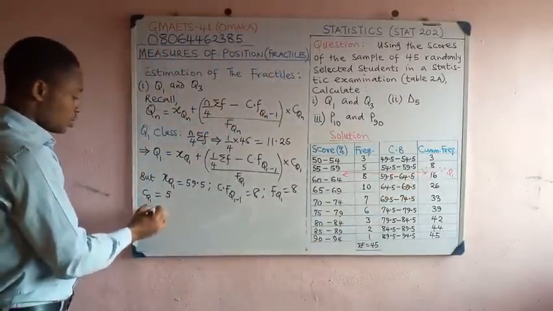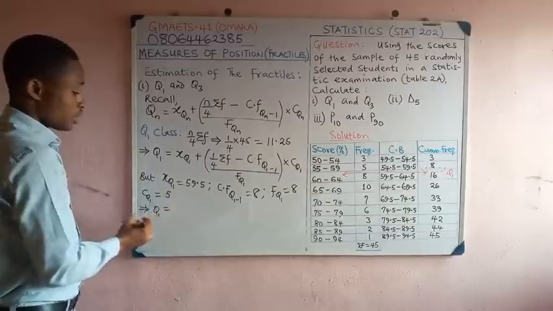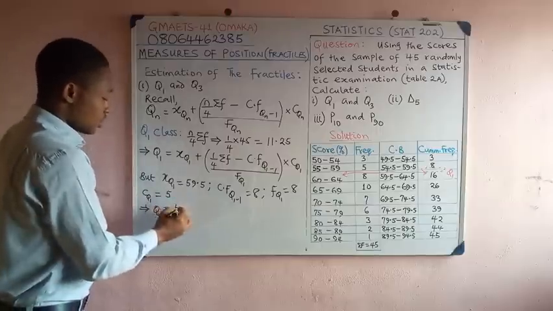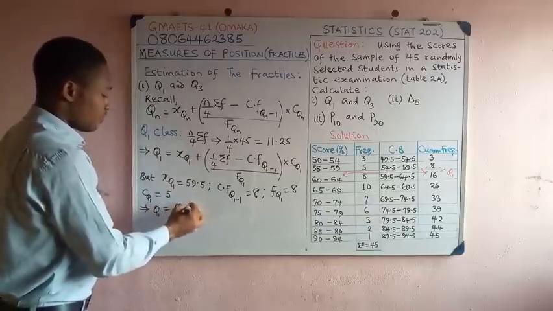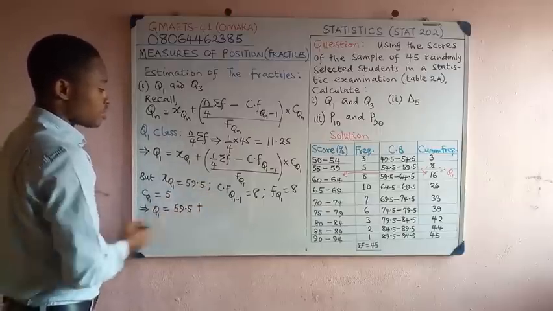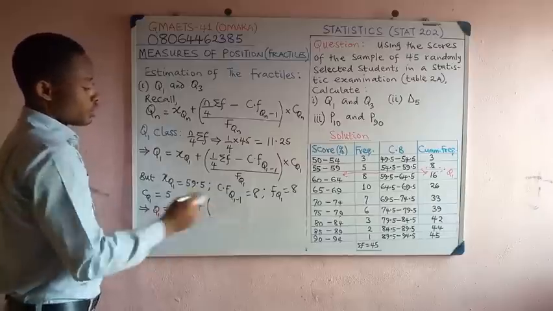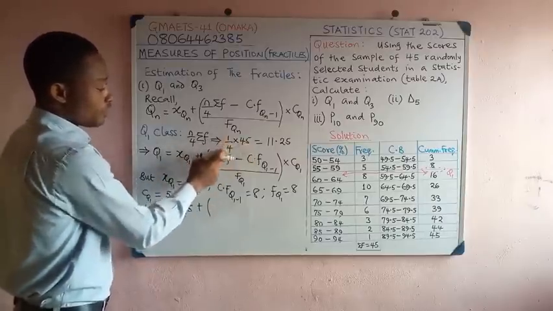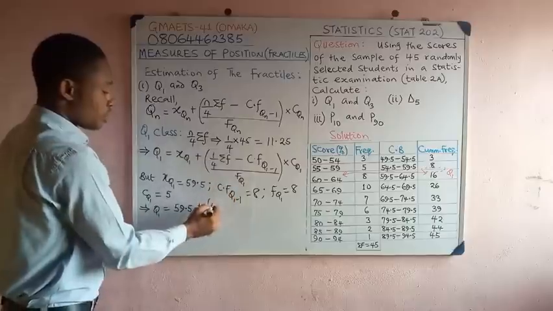Now let us substitute into the Q1 formula and see what we're going to get. In place of the lower class boundary of the first quartile class, we're going to put 59.5, because that's the lower class boundary, then plus open bracket. Did you recall that summation f divided by 4, we obtained as 1 over 4 times 45, which is 11.25.